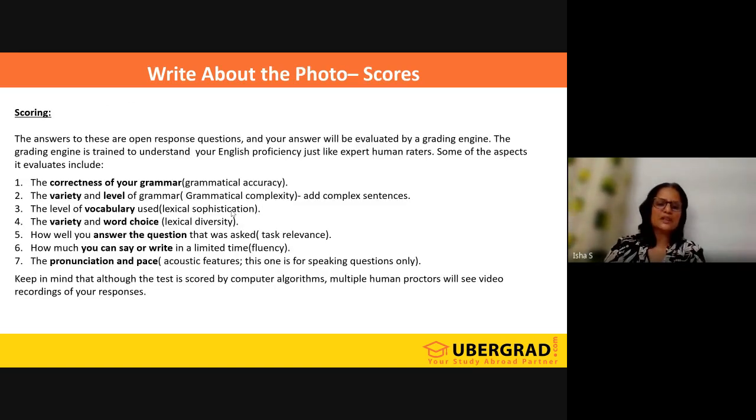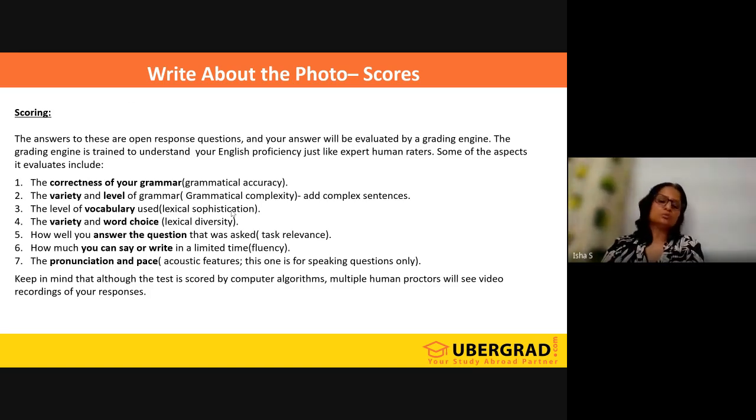We have given one example here. Now, what are the key points you need to remember? Again, your grammar: grammar accuracy, variety and the level of grammar you are using. What kind of words, what kind of vocabulary you are using, variety of words and choice, so you're not repeating the same words.